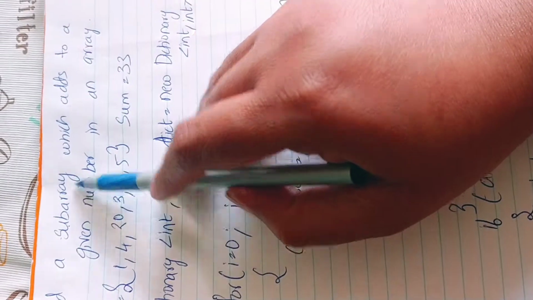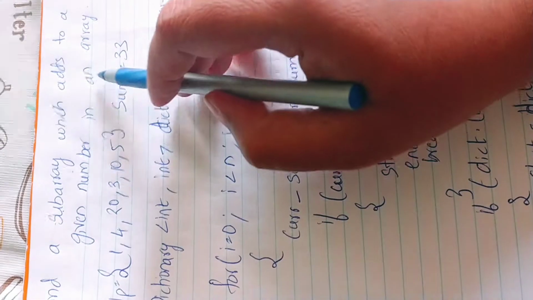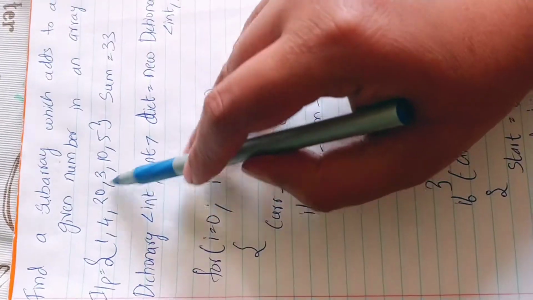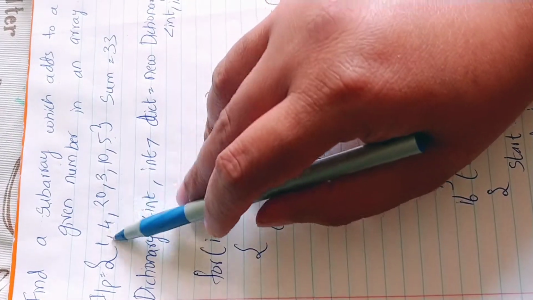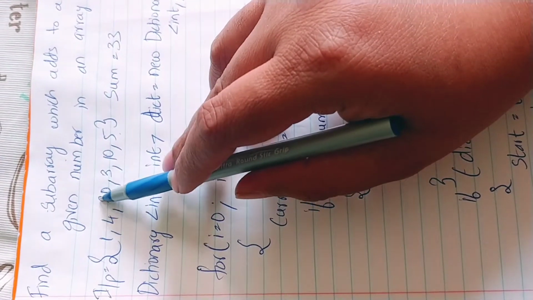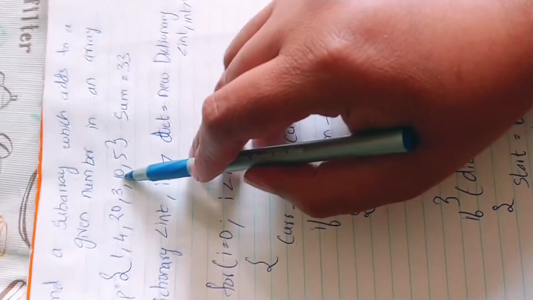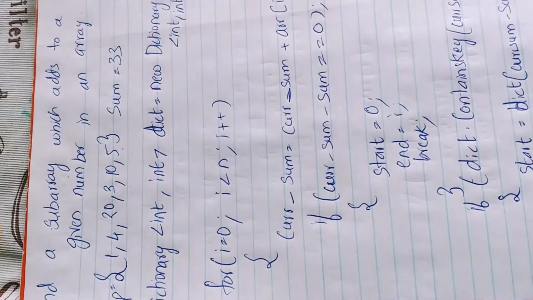Find a subarray which adds to a given number in an array. Suppose this is the input array, and we need a sum of 33. The sum of 33 comes from 20 plus 3 plus 10, which gives 33.